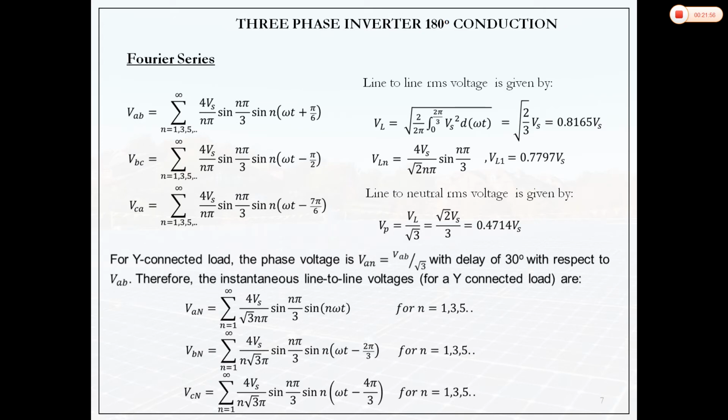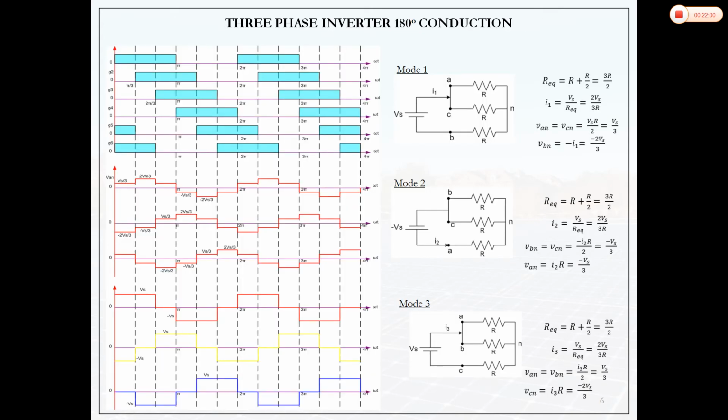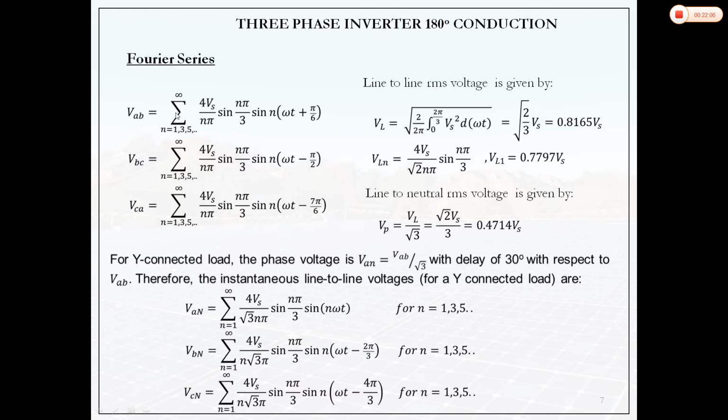If you do the Fourier series analysis of the line voltage, you will get the VAB value to be Vs upon n pi sine n pi by 3. This is the peak magnitude. Now this is the sine component, sine n omega t plus pi by 6. This is the fixed magnitude, for which you will get some numerical value, and this is the sinusoidal value which changes with time. So VAB equals 4 Vs upon n pi sine n pi by 3 sine n omega t plus pi by 6.